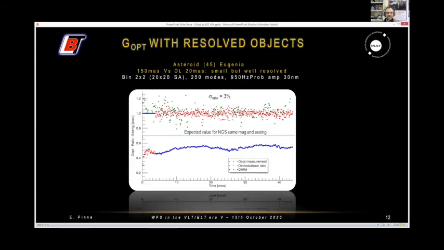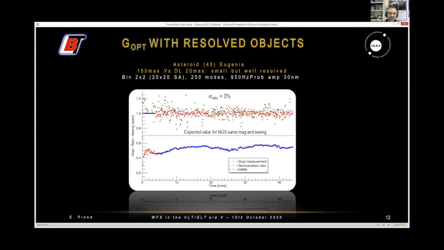We also tested on a small extended object, the asteroid Eugenia. I would like to show the image, but I don't have it. I'm waiting for the observer to give me the images, but it was really only a few days ago.